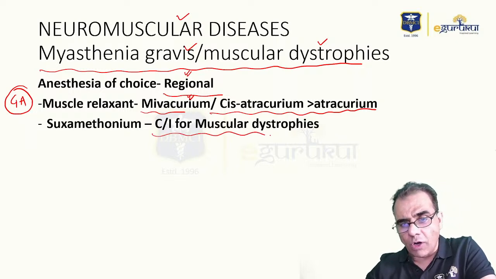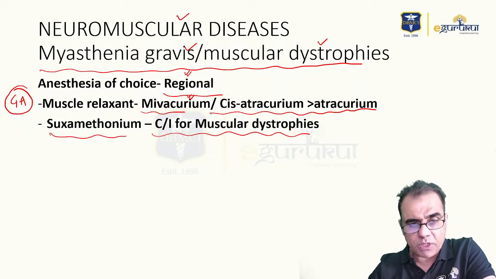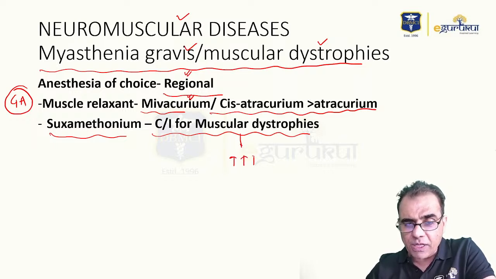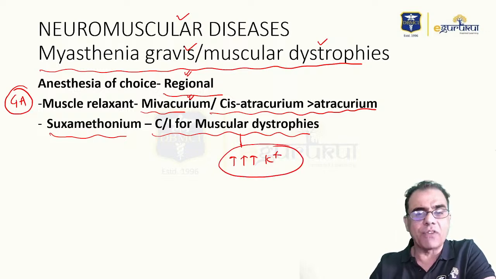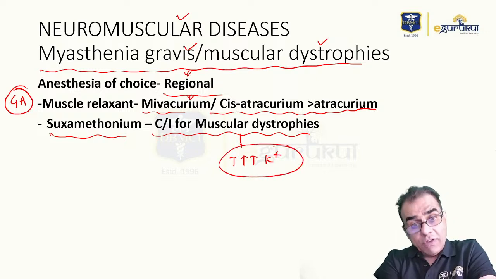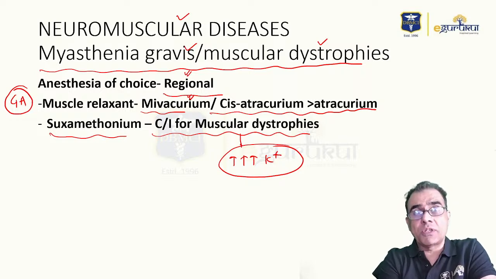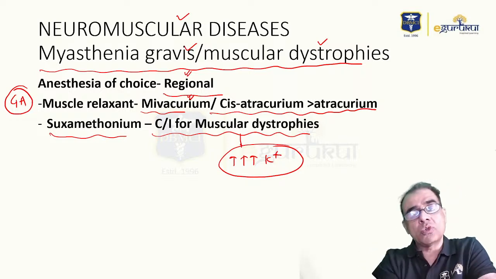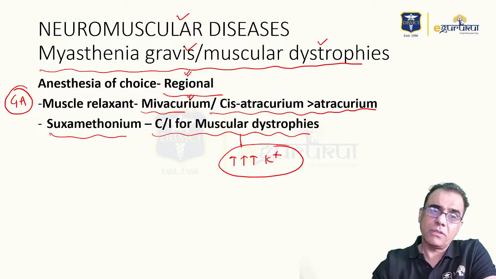Succinylcholine will be contraindicated for muscular dystrophies patients. These patients are so vulnerable that their serum potassium can rise to life-threatening levels after succinylcholine. So giving succinylcholine to muscular dystrophies patients means maybe almost inviting the death of the patient.